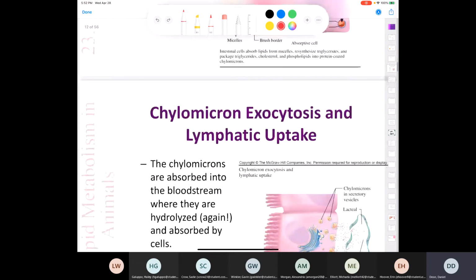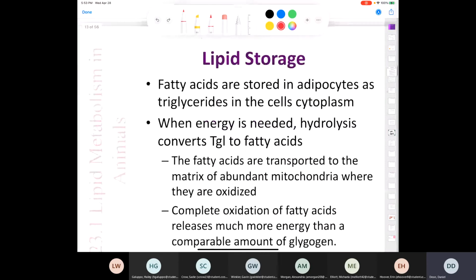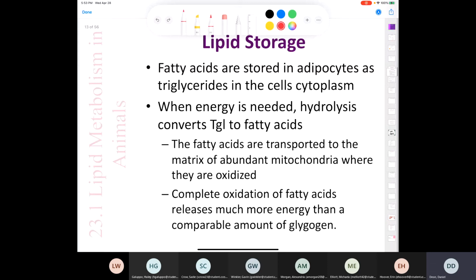So we have the chylomicron. It arrives in the bloodstream, and once it's in the bloodstream, the triglycerides are hydrolyzed back to produce glycerol and free fatty acids, and then they get absorbed by cells. So again, we make the adipocyte, and if the body needs energy, the fatty acids are degraded to make ATP, and if we don't, we store them, right? So there you go. That's the whole concept of taking up lipids.